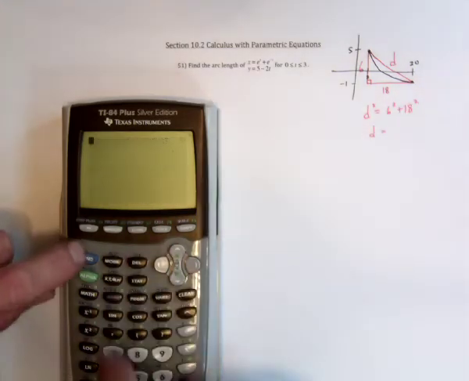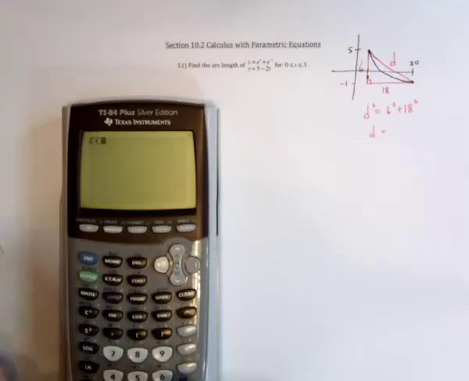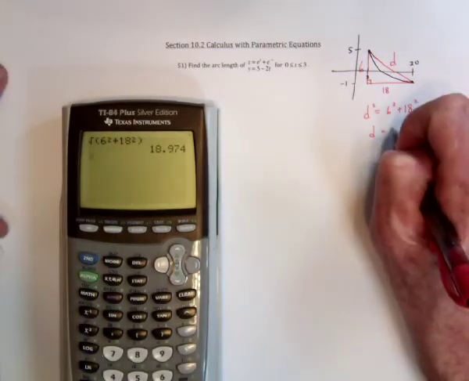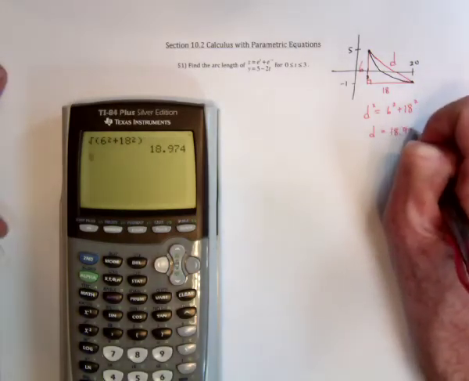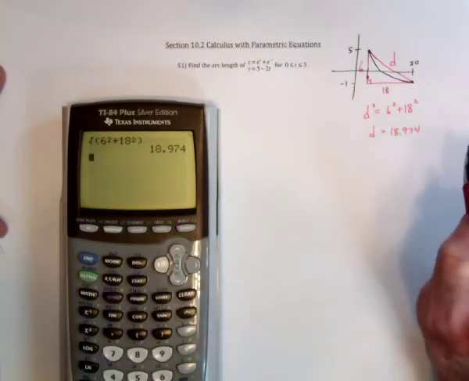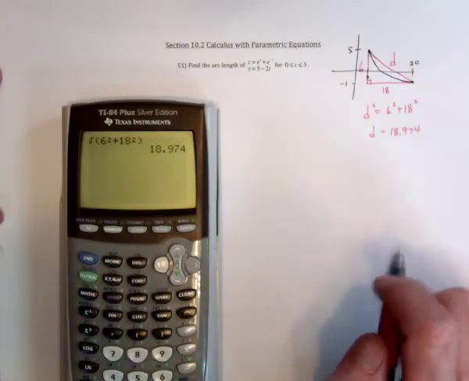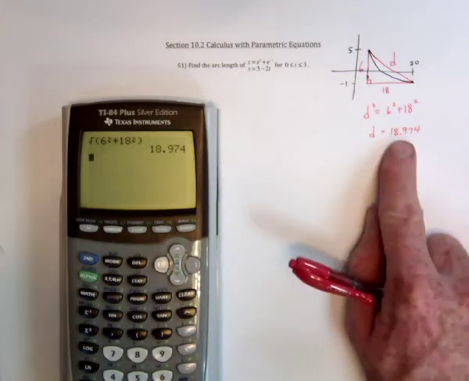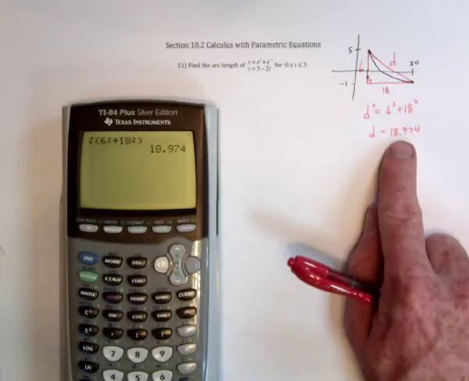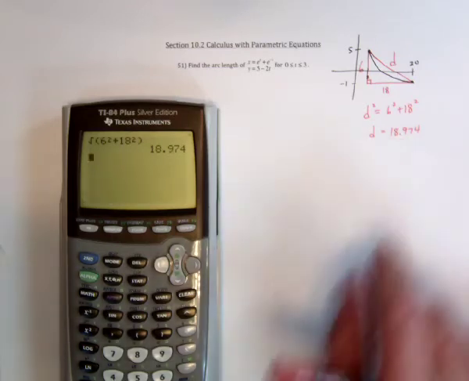So if we take the square root of that, that's a distance of 18.974. So this curve, of course, is a little bit longer than the straight line. So if I get an answer that's 20 or 21, then I'll be satisfied. If I get an answer of 43, I'm going to be skeptical.